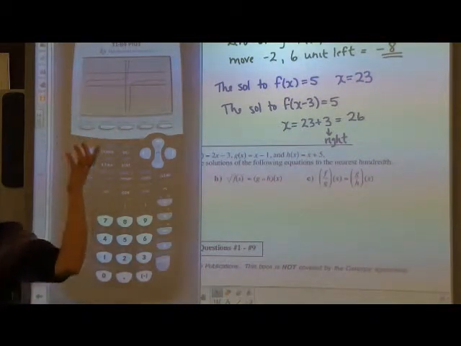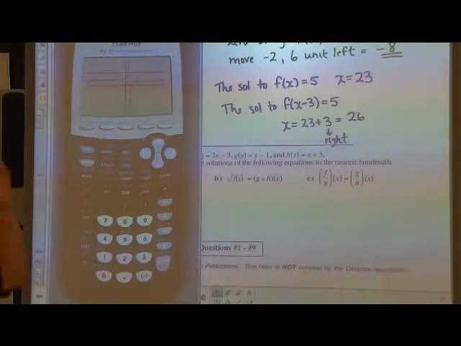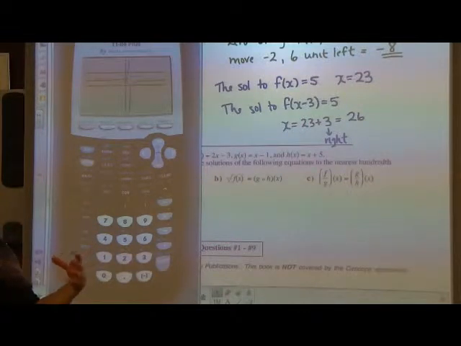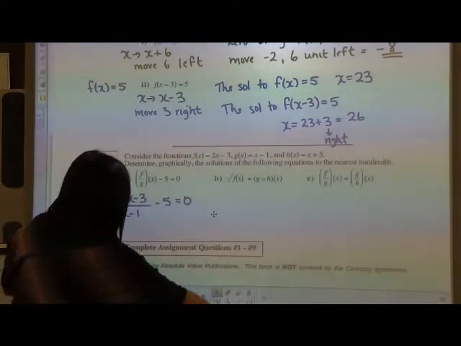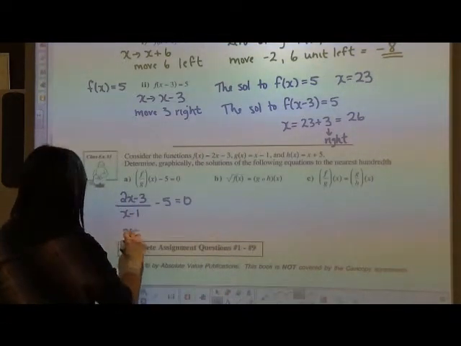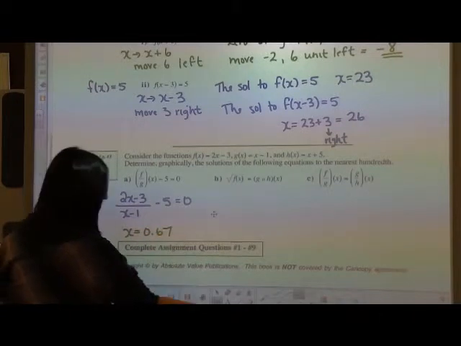It does, in this case, make a little bit more sense to write it as a y1 only equation because you're asked to find the zeros. So then it follows I'm finding the zeros. So I get that x equals 0.67.